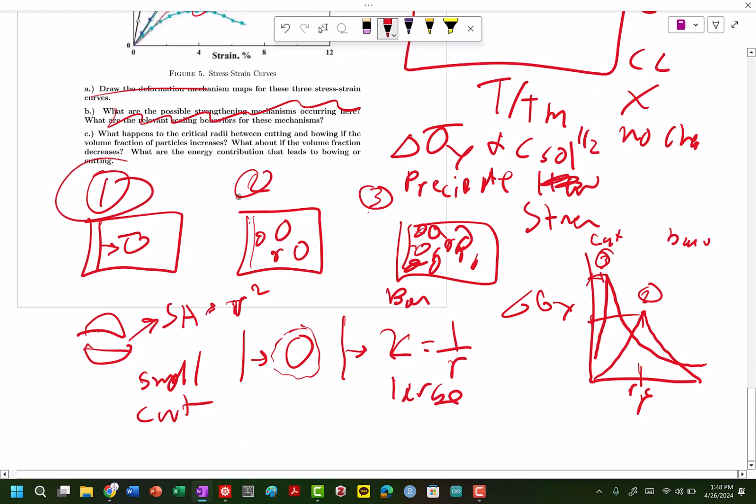Now, comparing 2 to 1, it's even easier, and I don't mind cutting particles necessarily here. So this would look like my curve for number 1.